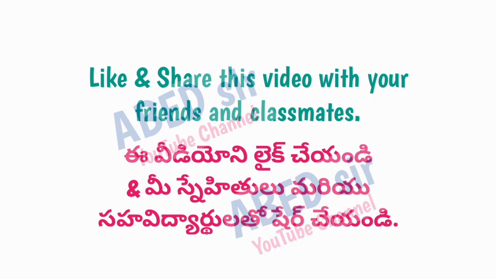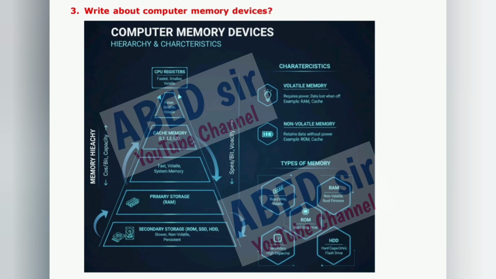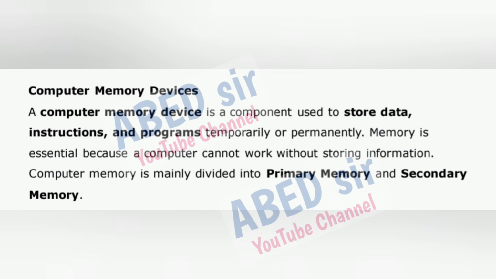Next important long question is: 3. Write about computer memory devices. Computer memory devices. A computer memory device is a component used to store data, instructions, and programs temporarily or permanently. Memory is essential because a computer cannot work without storing information. Computer memory is mainly divided into primary memory and secondary memory.